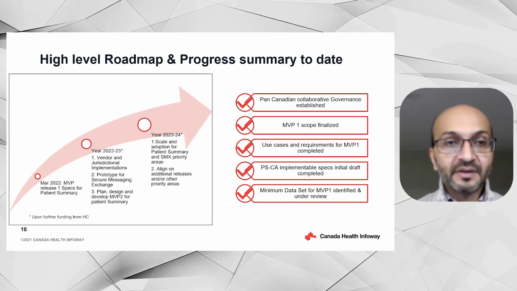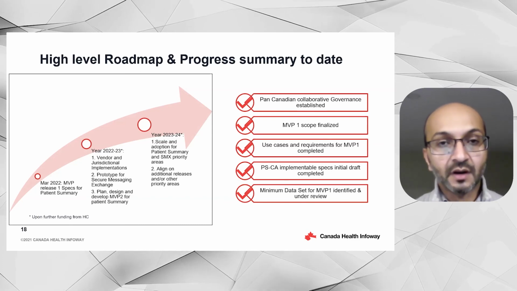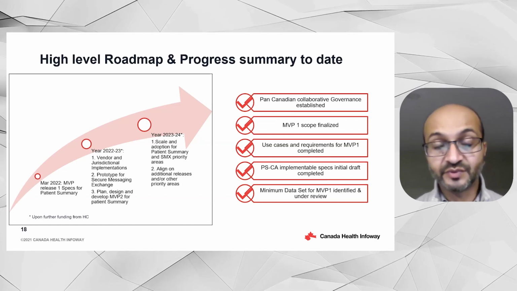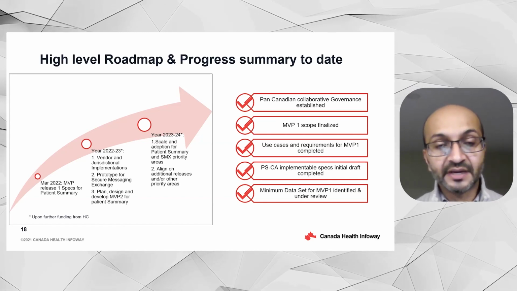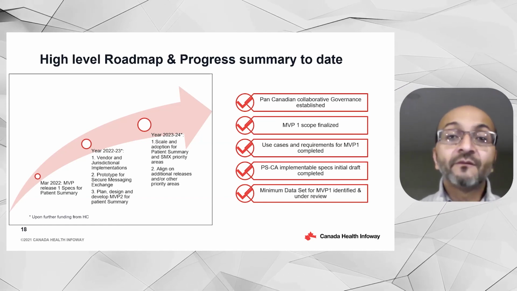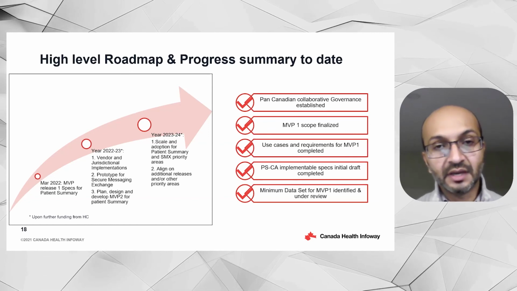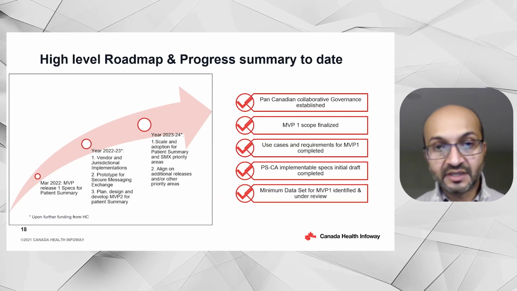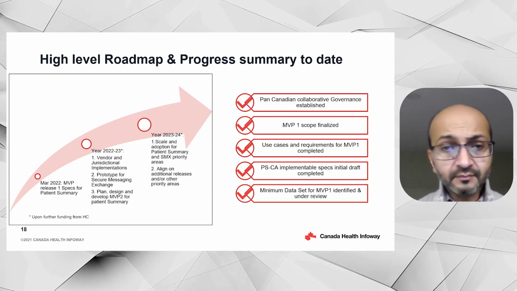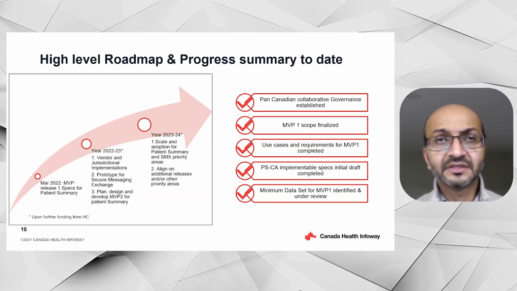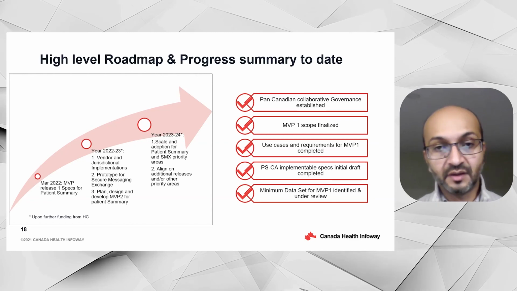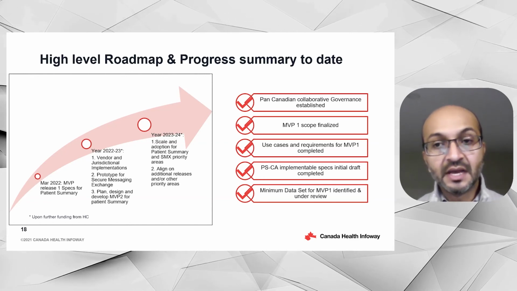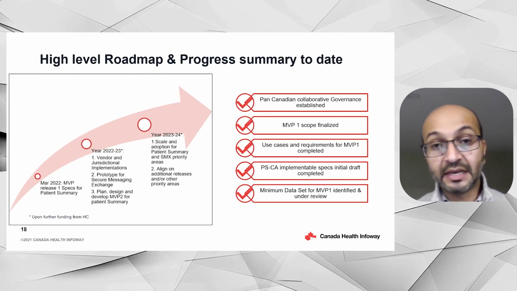From an accomplishment perspective, our team so far has established a great pan-Canadian collaborative governance, which I talked about, from the participating jurisdictions. Our scope for first release, which we call MVP1, is finalized. The team has already completed the use cases and requirements. The current implementable specs are in a draft review mode. And finally, the data dictionary and the data set for MVP1 has been completed.